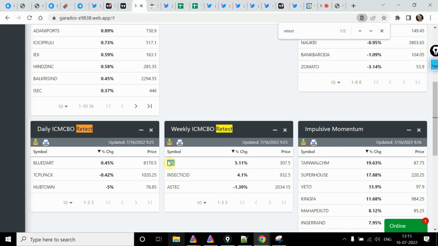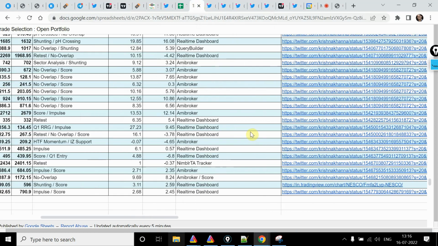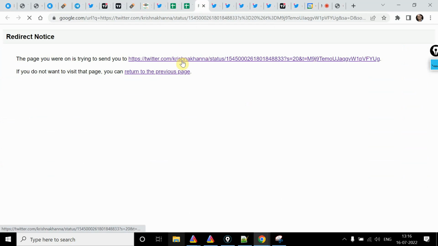After that, it moved up. Sterling Tools, same thing happened. We entered on the stock, and later on it moved up. But when the widget appeared, I tracked it and I could enter it. So that was the purpose of doing it.